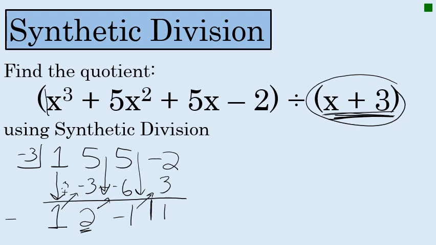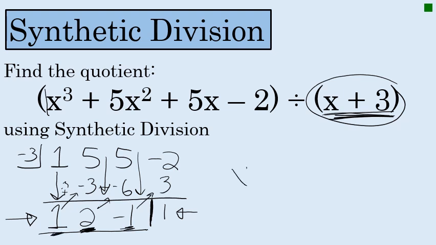The numbers on the bottom row represent the quotient. And the number at the very end, which is directly to the right of the vertical line that I drew earlier, represents the remainder. Let's write out our quotient. The coefficients of the quotient are 1, 2, and negative 1. The negative 1 would be the constant, 2 would be the linear x to the first term's coefficient, and the 1 represents the coefficient on x squared.